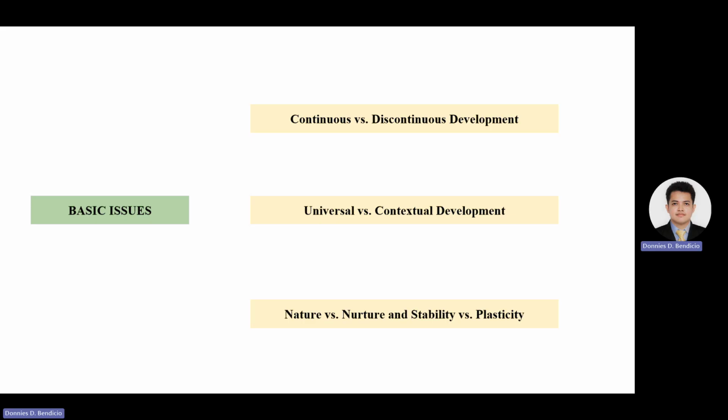These examples illustrate how the three basic issues in theories of human development manifest in real-world developmental processes and theories. Researchers and theories often use these issues as frameworks for understanding and explaining various aspects of human growth and development.